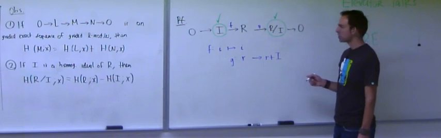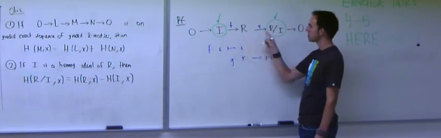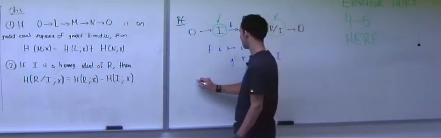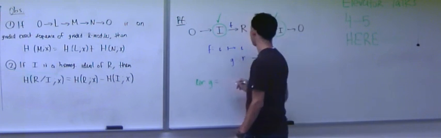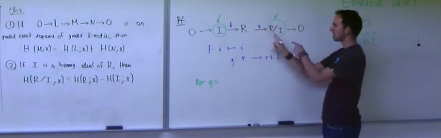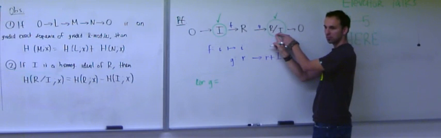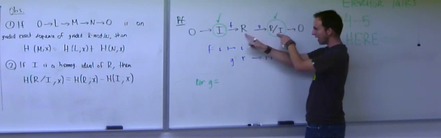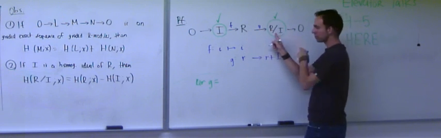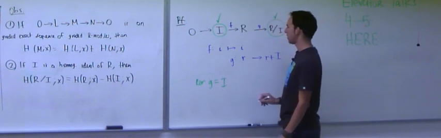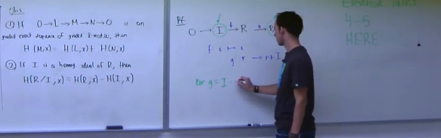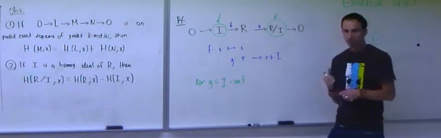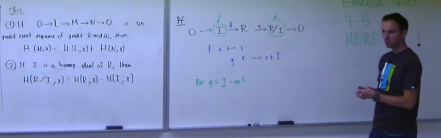And what's the last thing that I need to check? That the image of F is the kernel of G. So what is the kernel of G? Well, the kernel of G is the things that map to the 0 coset, right? That's exactly I. I is precisely the things that get mapped to 0 here. And I is the image of F, because F is the identity. So that's a proof.